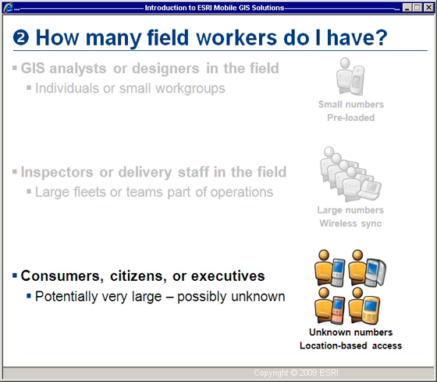The third area is supporting consumers or citizens, or perhaps even executives inside your organization who want to get access to the latest information on any of their mobile devices. Potentially, this could be a very large deployment, possibly even an unknown number of end users. This is definitely where you want to look to leverage online or server-based GIS to deploy very focused applications that are accessible through the web, either on the browsers or through native applications designed for the specific devices that your consumers and citizens are going to be using.